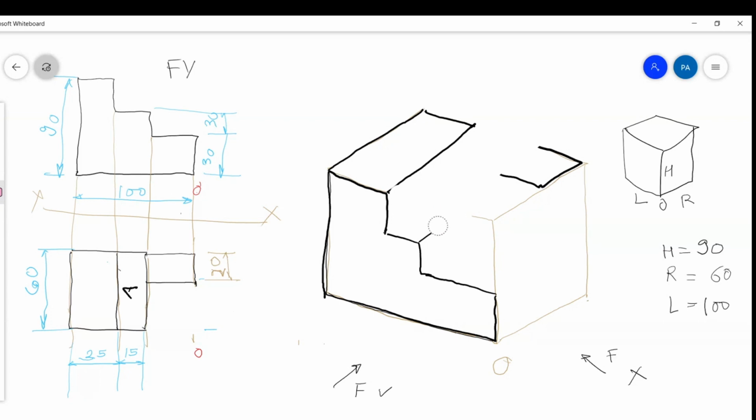And where is it? It is 30 mm below. So 30 mm below means we are coming to this point. So we should have a rectangle somewhere here like this. Okay. Like this. Got it? Now there is another rectangle here.